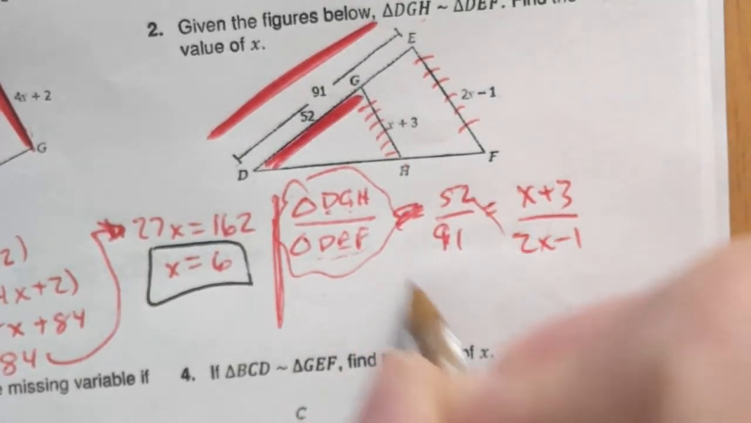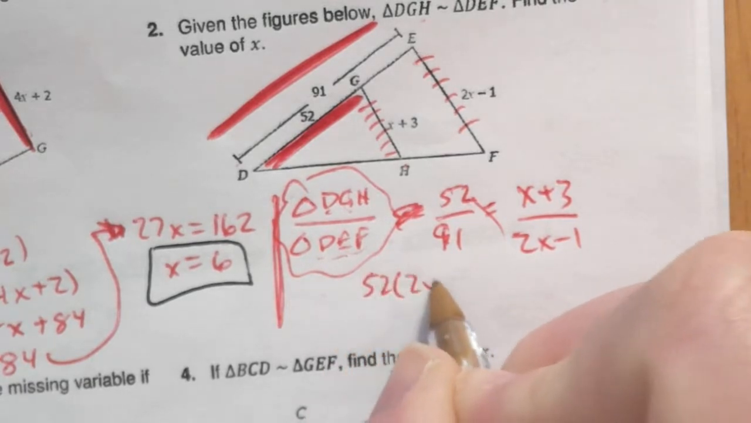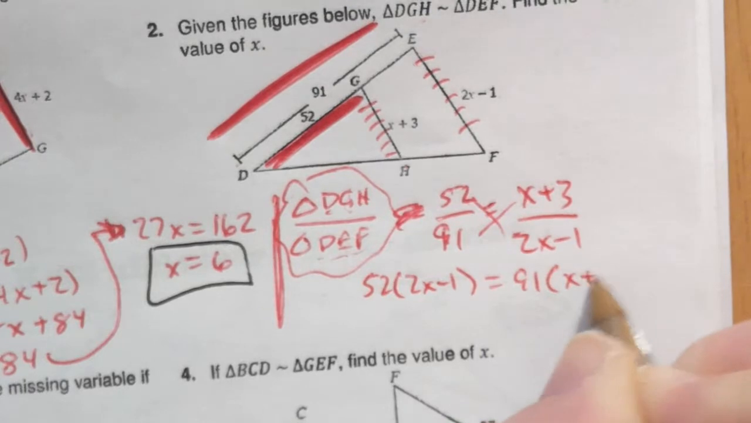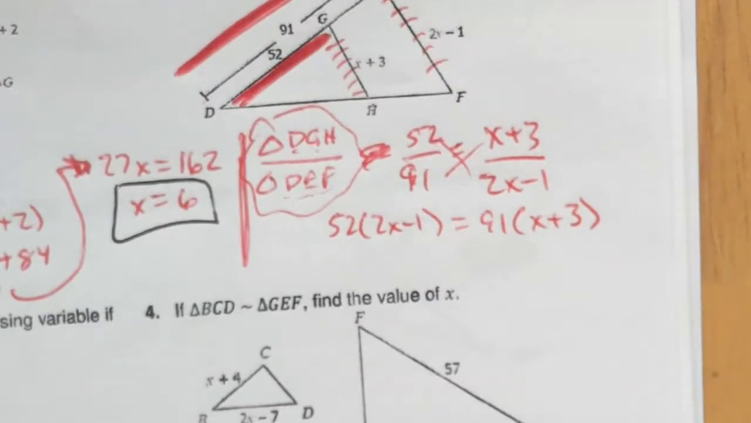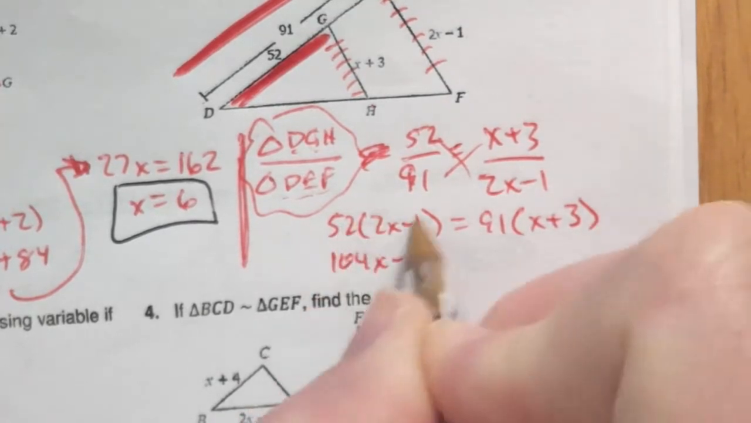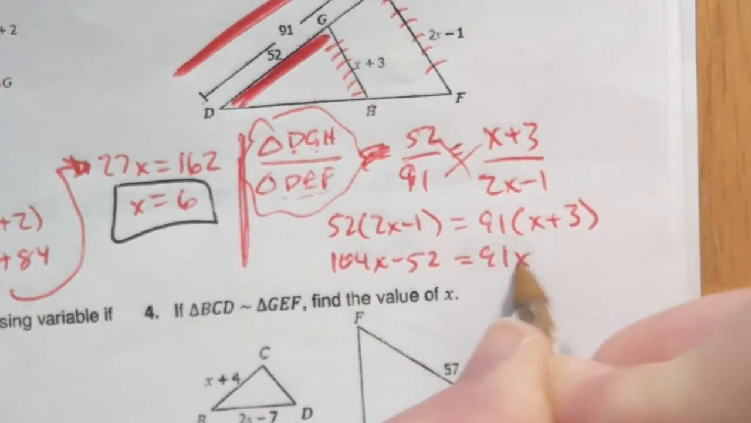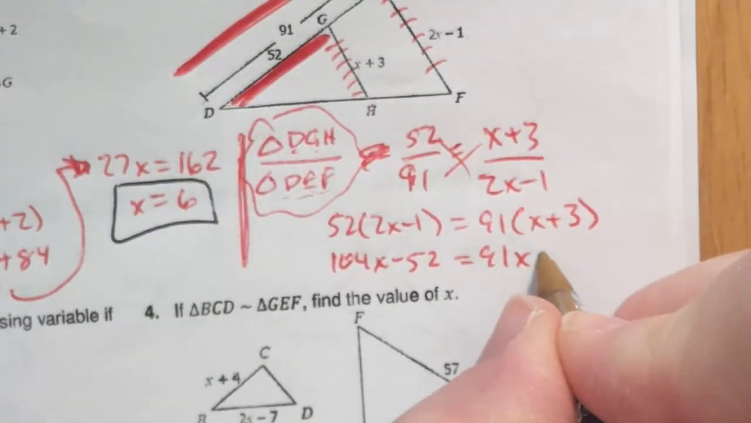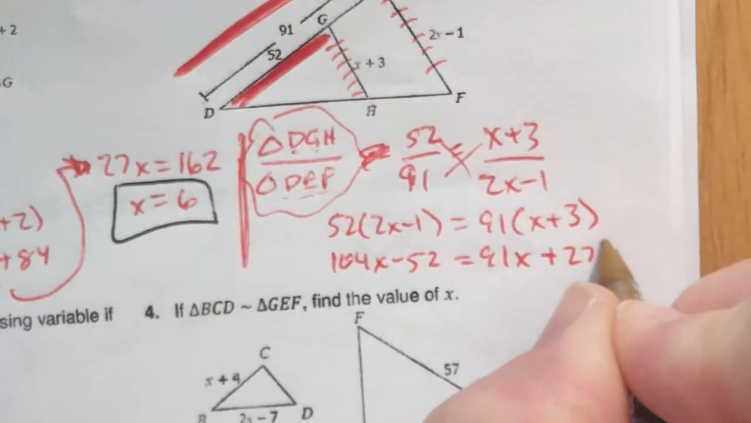All right, so if we cross product, these two go together right here. So 52 times 2x minus 1. And these two go together. 91 times x plus 3. All right, distribute. 52 times 2, and we get 104x minus 52, because we distribute, equals 91x. 91 times 3, we get plus 273.